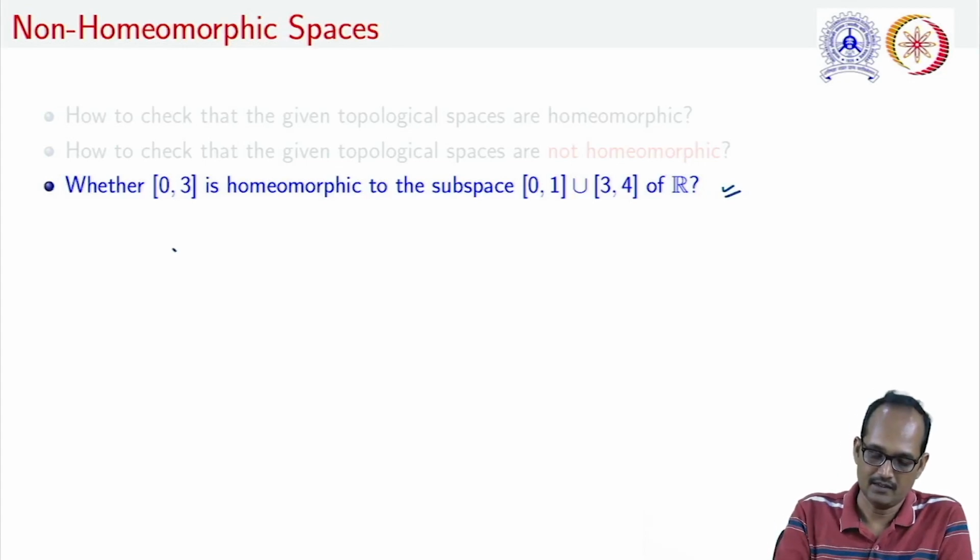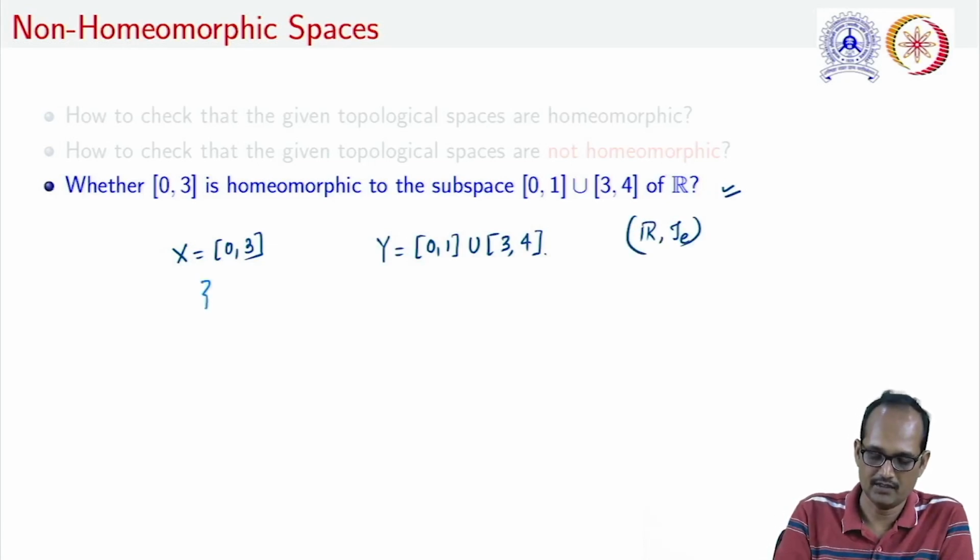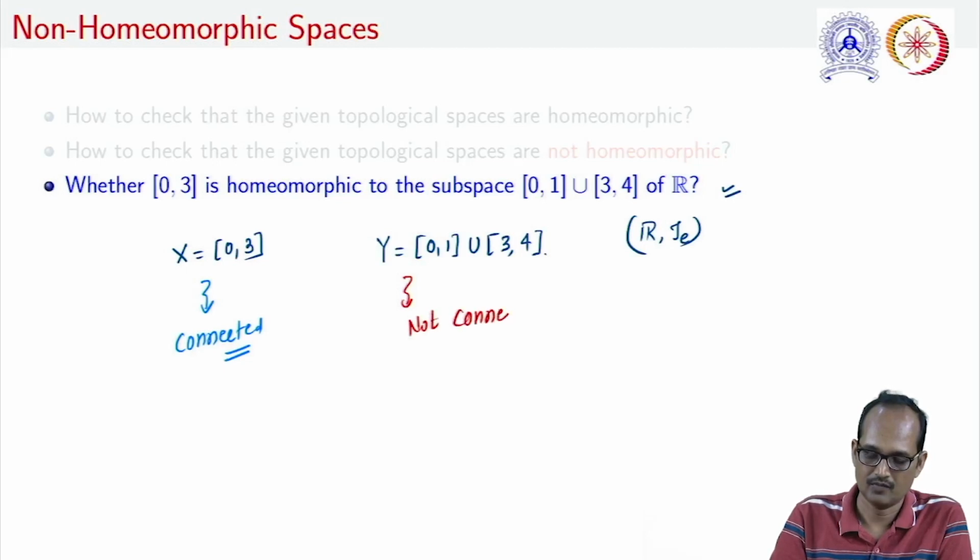Here we are taking the closed interval 0 3. Let us take this as X, and now let us take a set Y which is the union of these two intervals, 0 1 and 3 4. They are subspaces of the real line with Euclidean topology. It is to be noted that this set is connected, and this is an interval. What about this set? This is not connected. Why? Because this is not an interval.